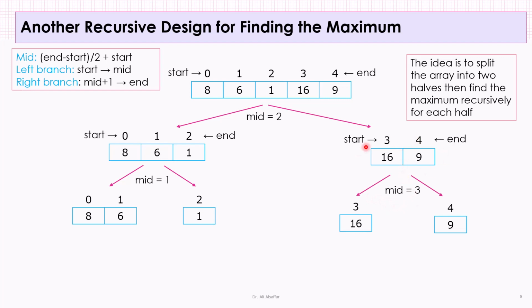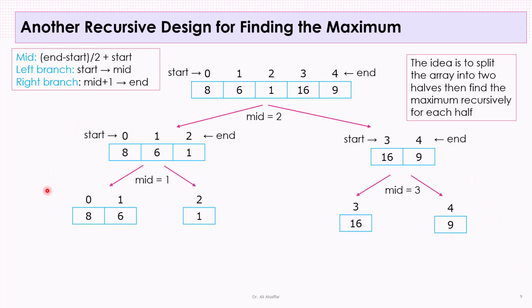So therefore, this half will be split into two halves. The first half will be from 3 to 3, because the value of start is 3 and the value of mid is equal to 3. And the second half will be from 4 to 4, because the value of mid plus 1 is equal to 4 and the value of end is equal to 4. And again, for the two halves, we are reaching the stopping condition, so the return value for the call of this method with this array will be 16, and the return value of this call for this array will be equal to 9. And these two return values will be compared and the maximum value will be selected.